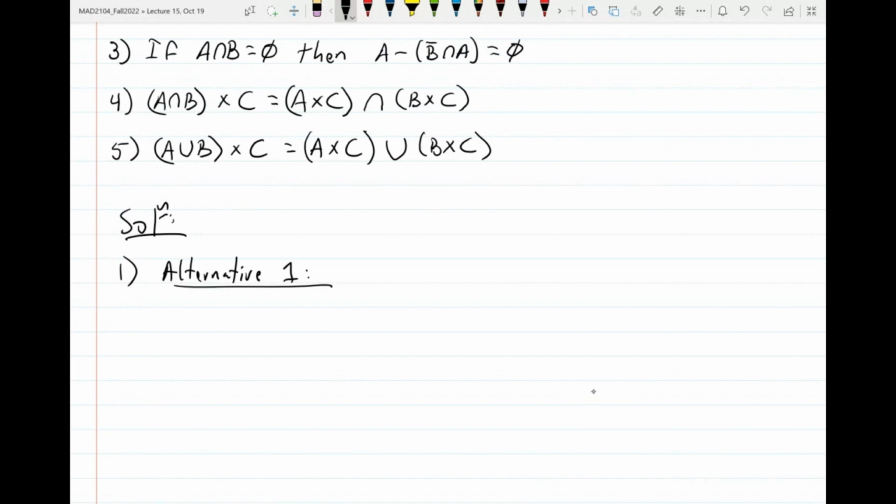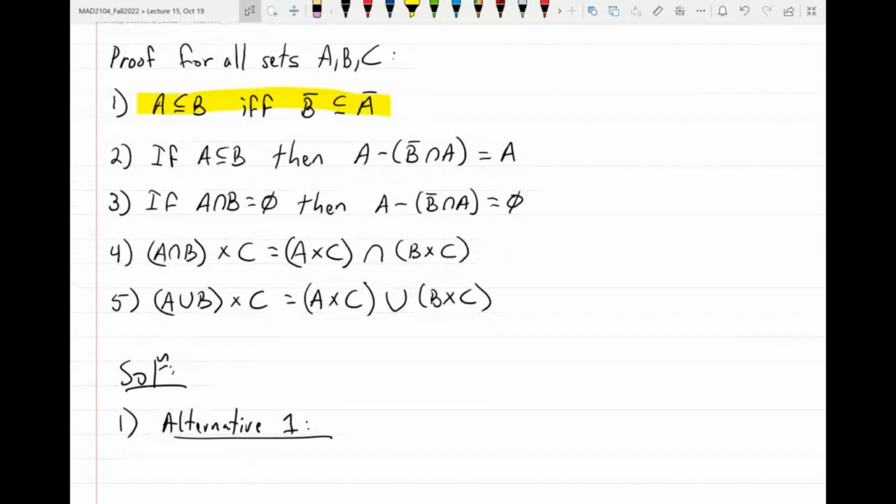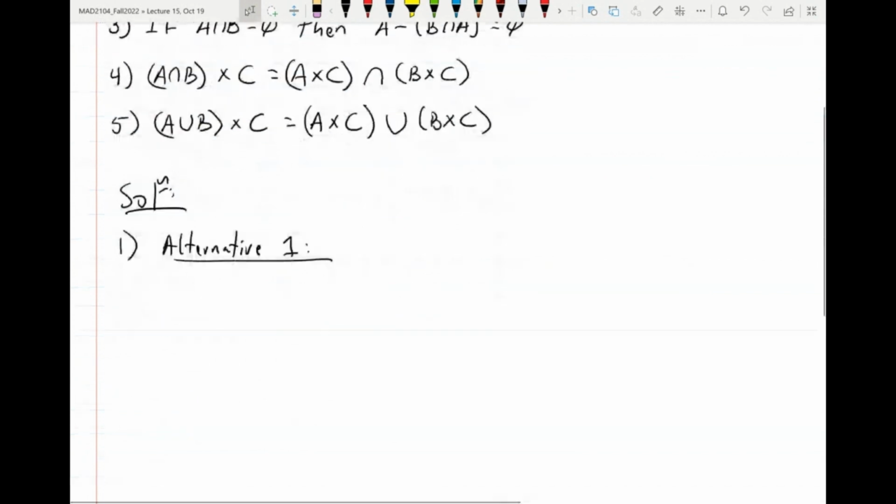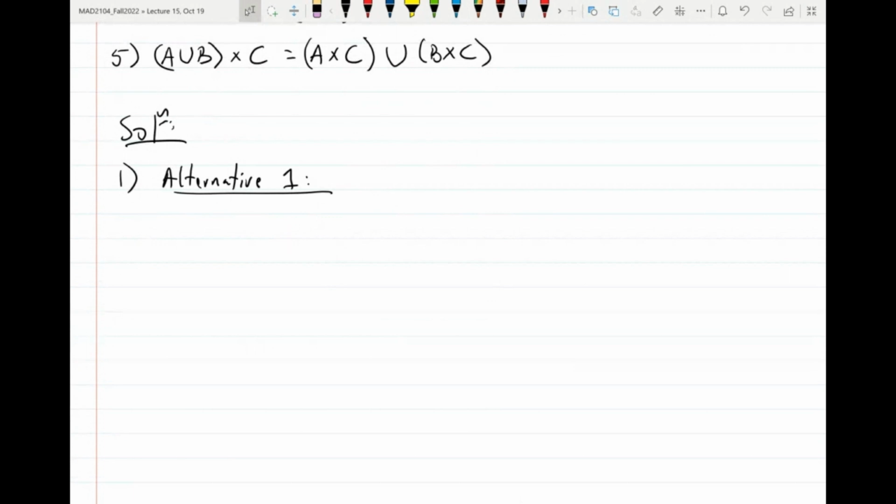So alternative one. Basically, we're going to do it in one shot. By the way, notice that this is an if and only if statement. So it's a biconditional. So really, you should prove two things. If A is a subset of B, then B complement is a subset of A complement. But also, you need to prove it the other way around. If B complement is a subset of A complement, then A is a subset of B. You have to prove both implications. But we're going to do everything in one shot. Okay? That's the power of using definitions only and logical equivalences.